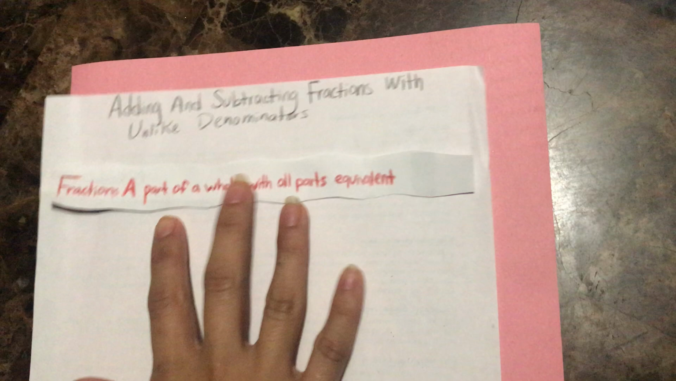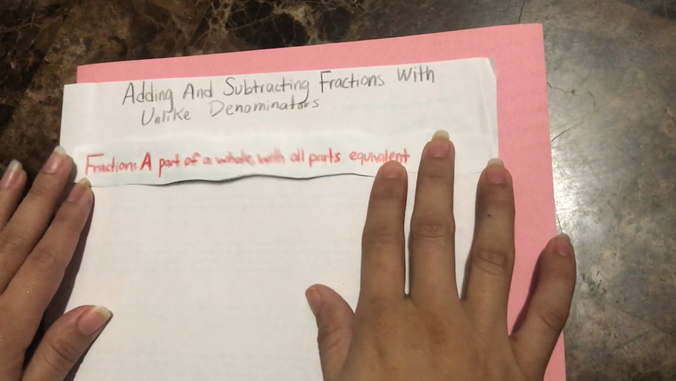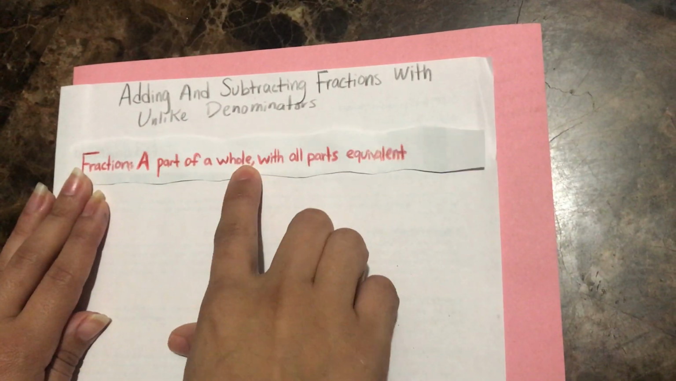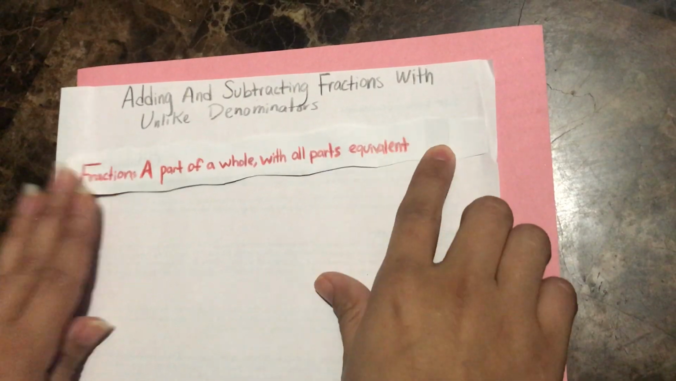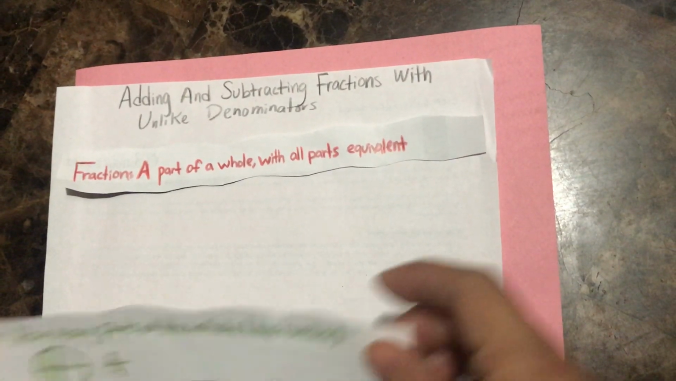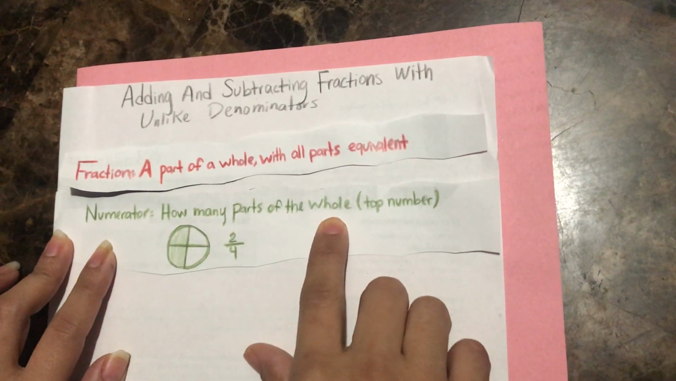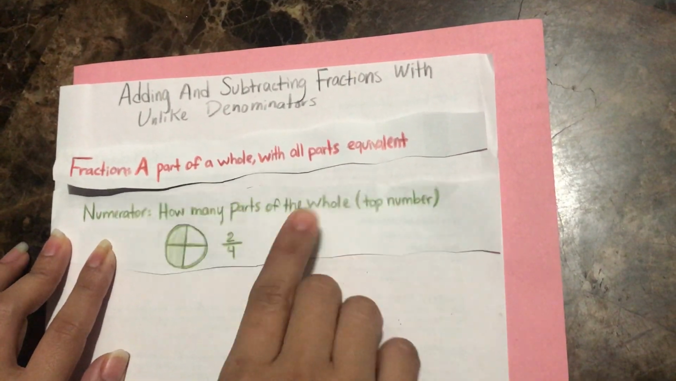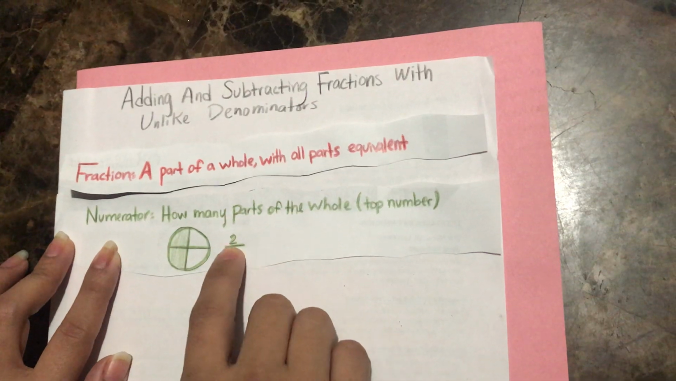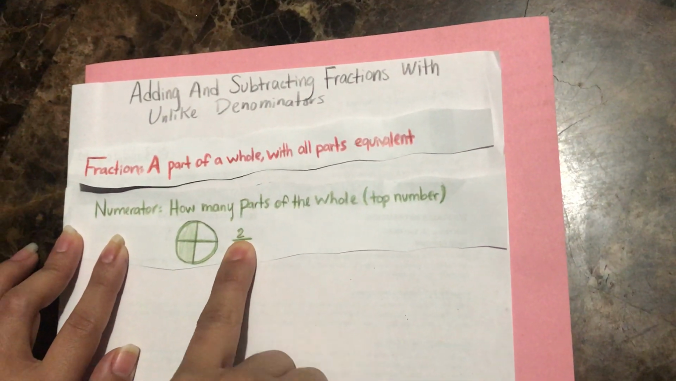So first we have a fraction. Now a fraction is a part of a whole with all parts equivalent. Now the numerator is how many parts of the whole, which is the top number. So here we have 2 over 4. The numerator is number 2.